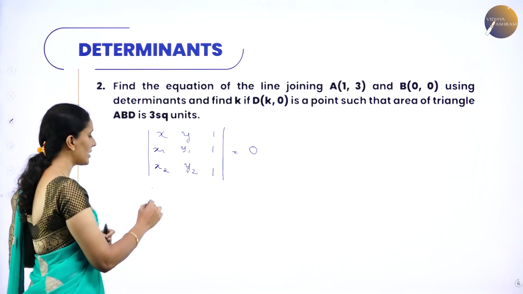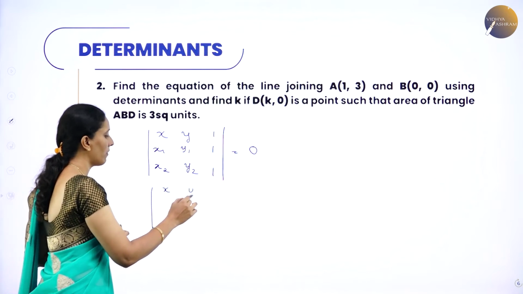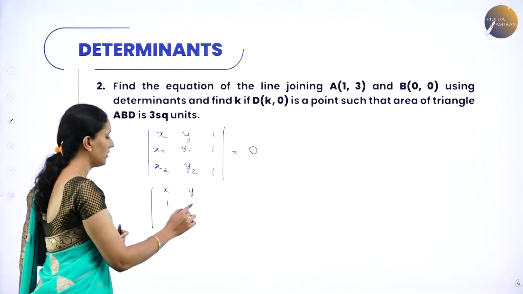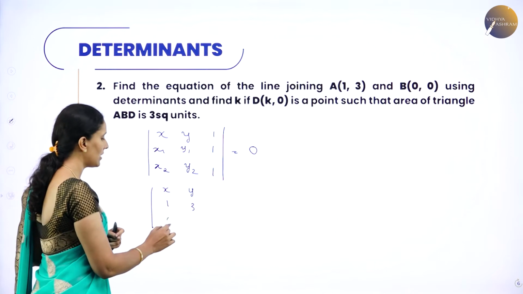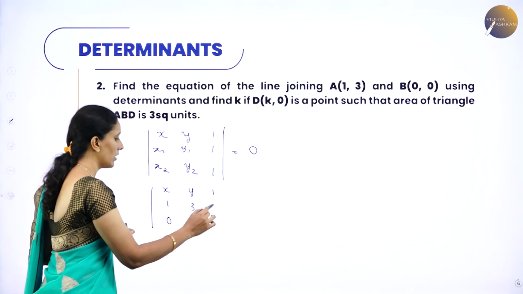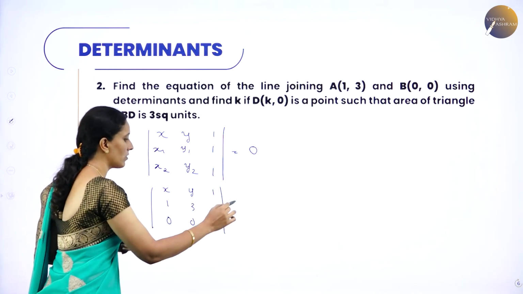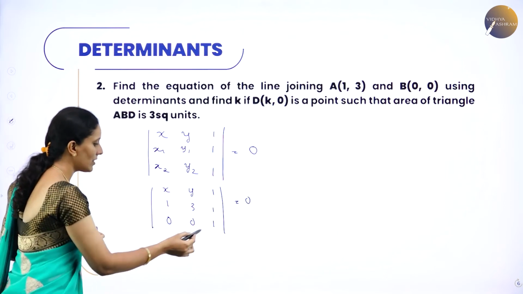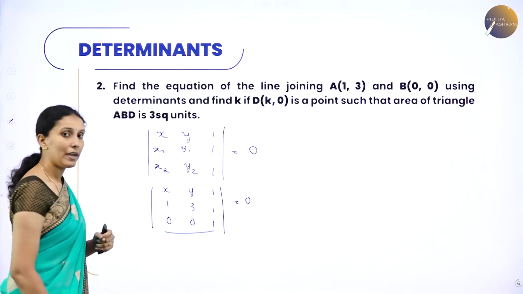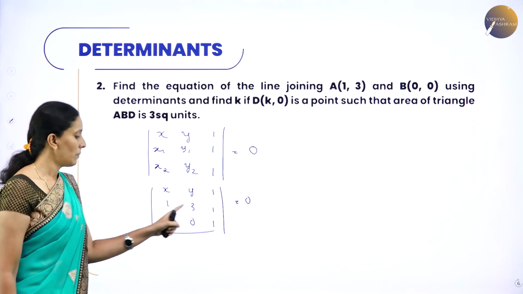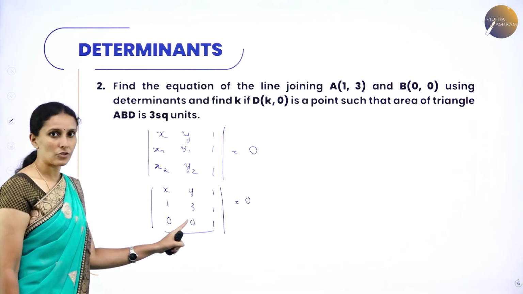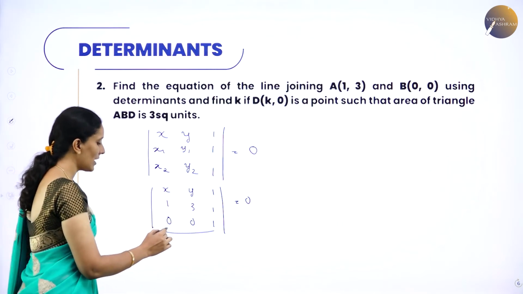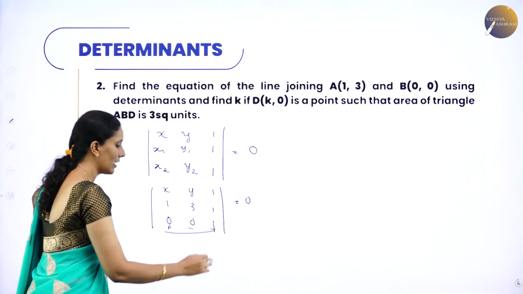Now let's see this. We take the rows as x, y; 1, 3; next 0, 0; and the last is 1, 1, 1. So this is equal to 0. Now consider the last row. Let me expand it along the last row because we have 2 zeros in the last row. The signs are plus, minus, plus.